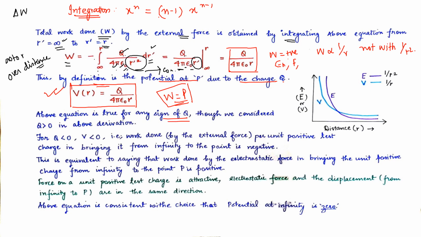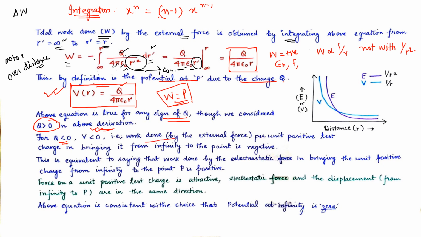Though we consider Q positive in the above derivation, here we have taken it as positive, but it does not matter. We can take a negative value of Q also. If Q is smaller than 0, then V will also be smaller than 0. That is, if Q is negative, our potential will also be negative.